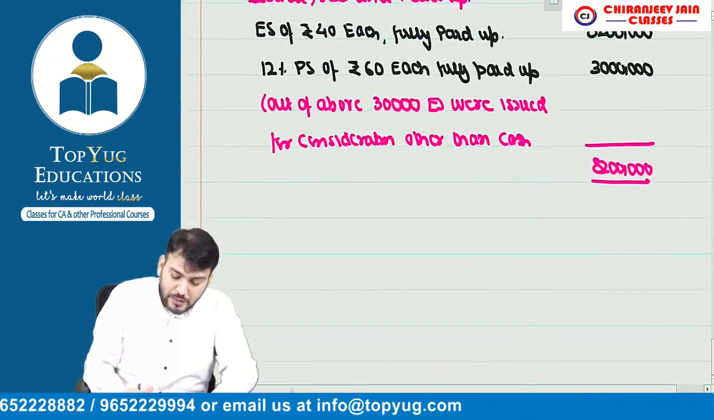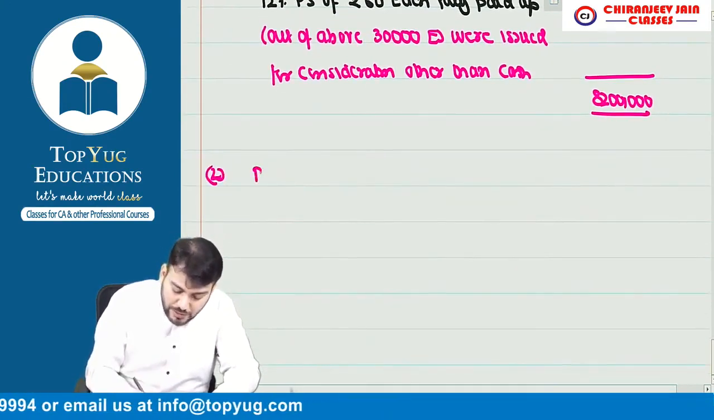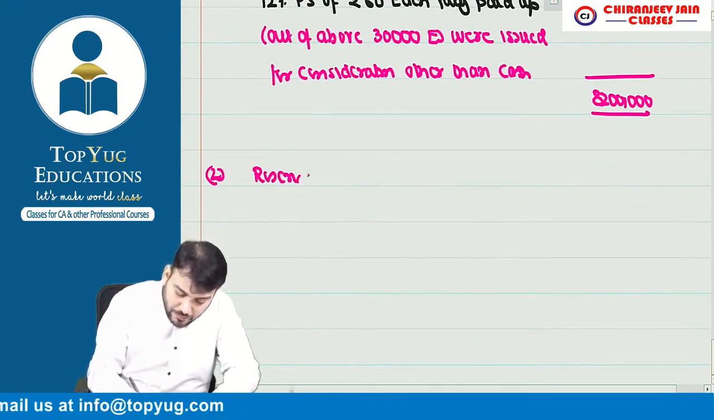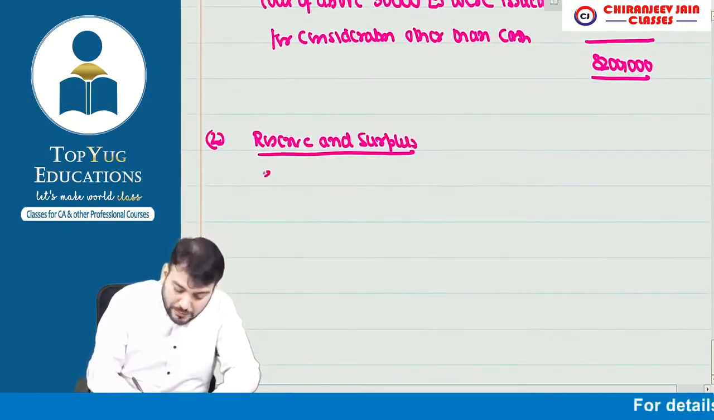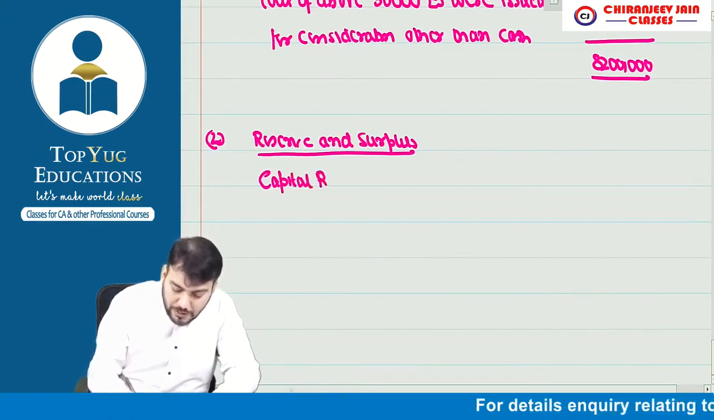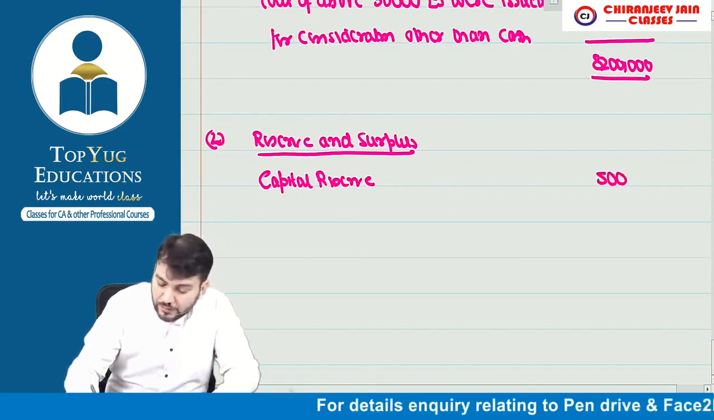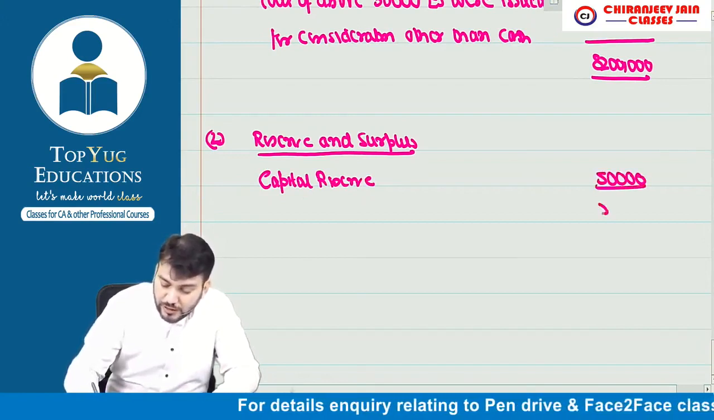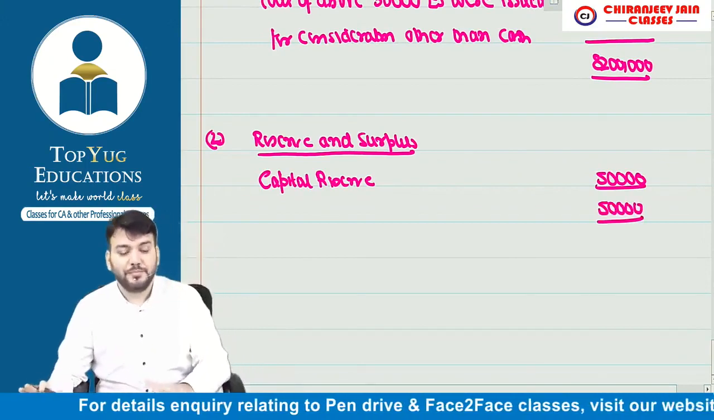Yes, sir. Then if you want to give reserve and surplus, that also you can give. Write down reserve and surplus. It is capital reserve. How much? 50,000. Total is 50,000. Done. Balance it over. Correct?